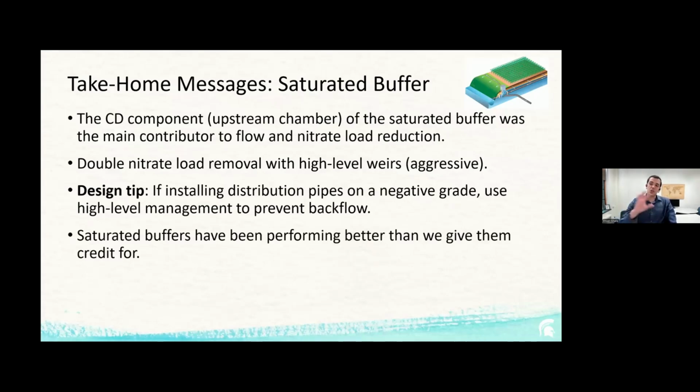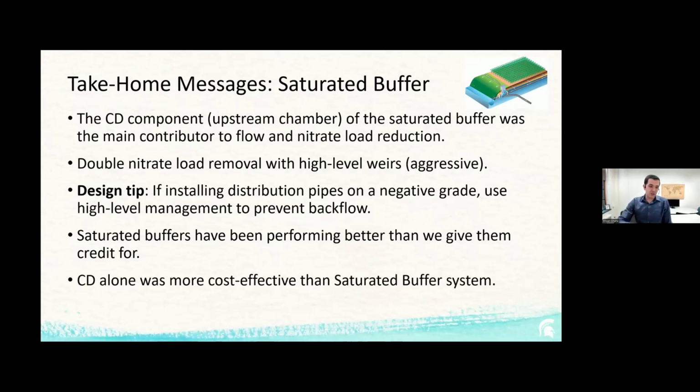And also, I showed you the apparent performance using past experiments and the new method, which shows that saturated buffers have been performing better than we give them credit for, because we were only able to use the apparent performance. That's limited based on how the experiment is laid out. We were not able to see the actual performance, which is going to be better. So when we talk about saturated buffers, we can proudly say they are doing better than we thought.